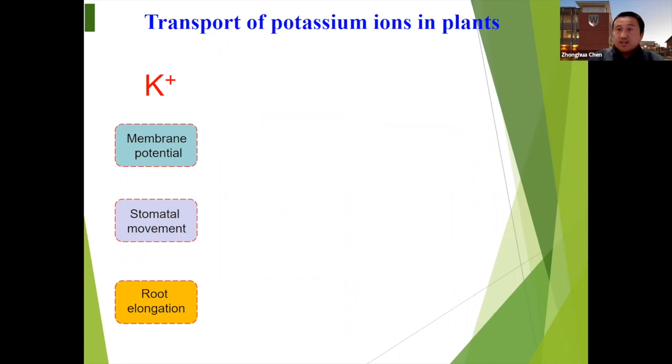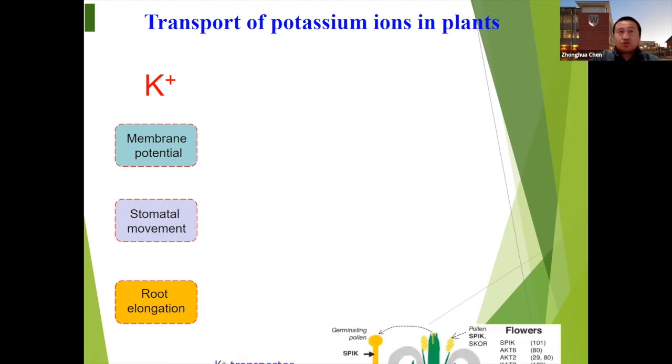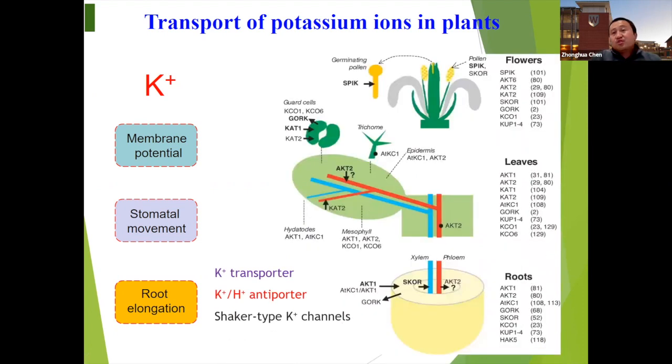So our focus is on potassium transport. Potassium is one of the macronutrients, one of the three major ones, NPK. Potassium is very important for maintaining membrane potential in plant cells, and it is also a major ion for stomata movement and regulation. Potassium has a major role in root elongation. Across different tissues in the plant, there are many types of potassium channels, co-transporters, and antiporters.